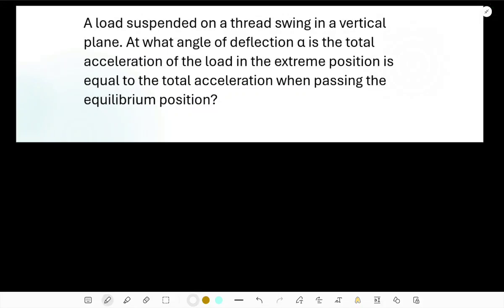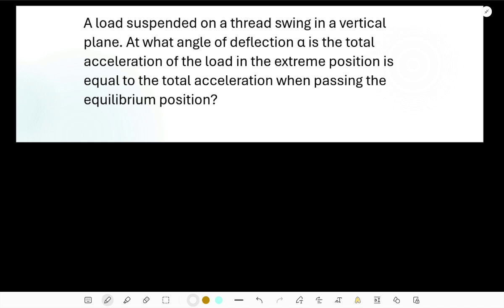And here again, we have a new problem on the screen, and the statement of the problem says: a load suspended on a thread swinging in a vertical plane. At what angle of deflection alpha is the total acceleration of the load in the extreme position equal to the total acceleration when passing through the equilibrium position?